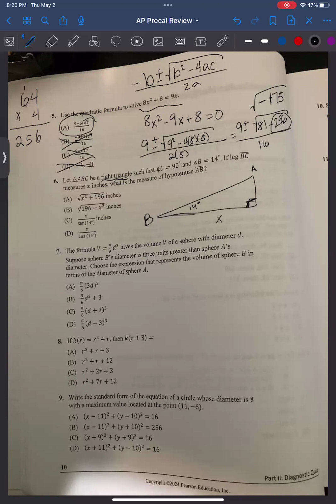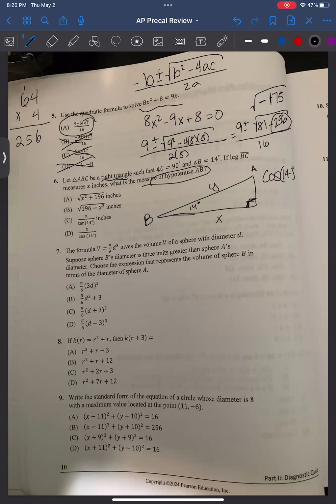So I can say that the cosine of the 14 degrees, right? Because that's the degree that I have. And they're asking me about the hypotenuse. So they are asking for the, I don't want to call it C, we'll call it the Y. Okay, so they want to know what the hypotenuse is.